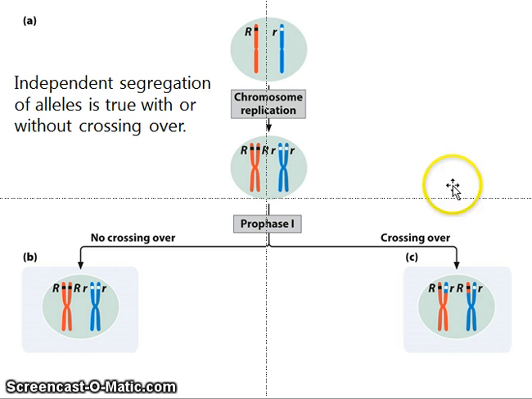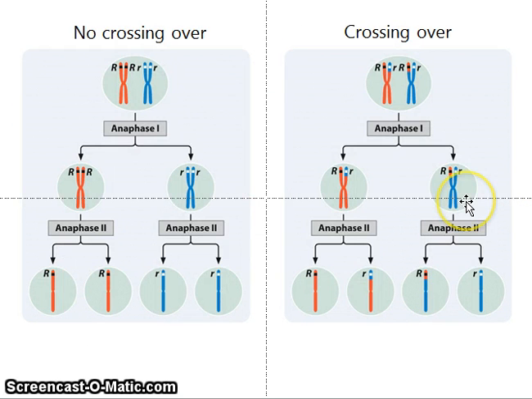And as we're going to see in the next slide, let's continue this down through the rest of meiosis. If we have no crossing over, we're still just as equally likely to get a big R in a gamete as a little r in a gamete. If we have crossing over, we are still just as likely to get a big R in a gamete and a little r in a gamete.